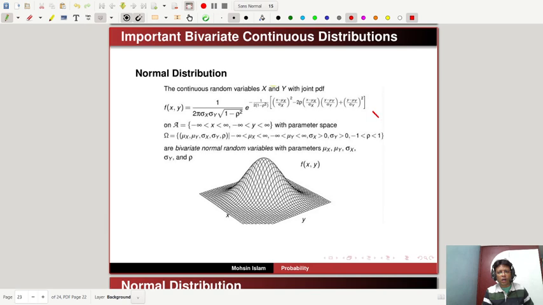This is a complicated expression for a continuous random variable, and this is the diagram for the bivariate continuous normal distribution. You look at that, here is a bell-shaped region you can see, and this is your plot. This is your x direction, this is your y direction, this is your bivariate normal, and you have five parameters: mu x, mu y, sigma x, sigma y, and rho.